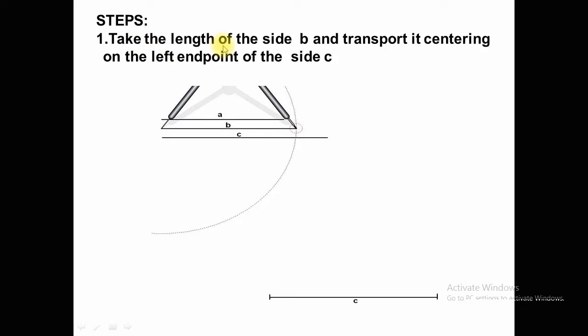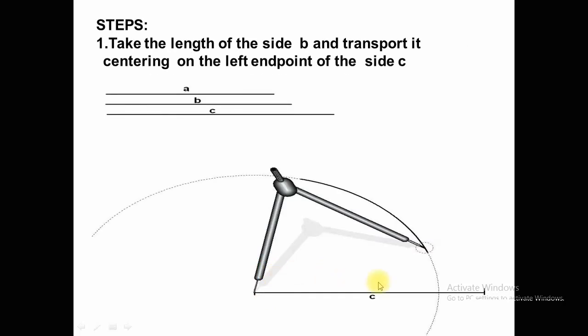Now take the length of the side B and transport it centering on the left endpoint of the side C. This sentence means that open the compass about the length of side B and put the compass at this point of side C. Now draw the arc. As I have already told you in the previous slide, open the compass about the length of this side B and take the compass at this end point and draw this arc. You see over here.